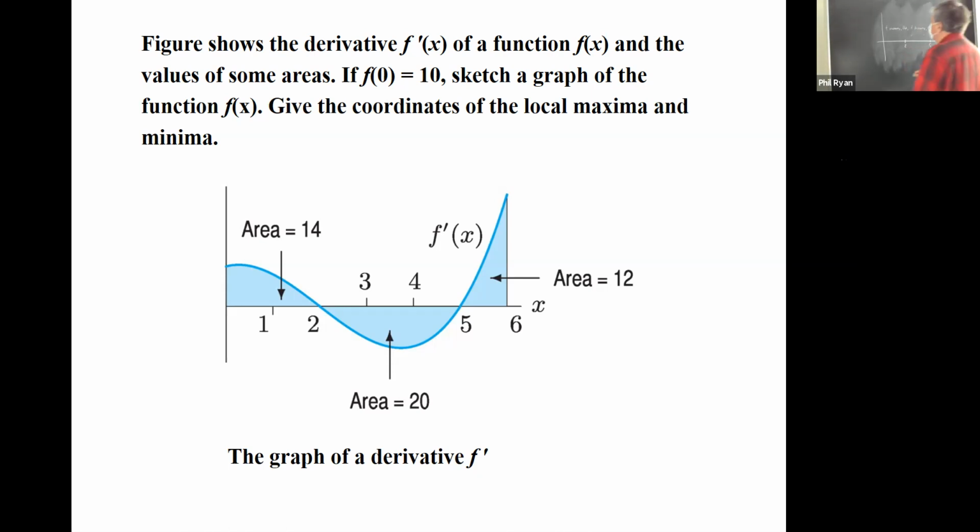Okay, so we're told that at 0, the function f is 10. Okay, so it's increasing, so we're going in this direction, right? And we're going to go up, we're going to increase until we get to 2. At 2, it's going to be flat. Now, what is the value at 2? Well, remember, we've got that total change theorem, which says that the change in the function is going to equal the integral of the derivative. So between 0 and 2, the function f increases by 14, because that's the area. So at 2, we've got to be at 24.